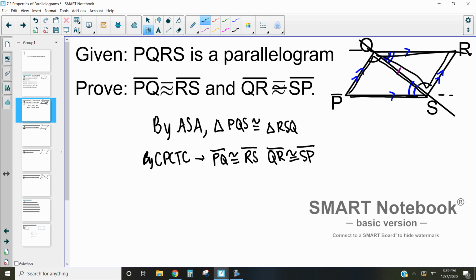Sorry, I don't know what is up with these signs. Equal to congruent. Awesome. So that is how we would show that when we're given a parallelogram, the opposite sides are congruent to each other. And that is actually called the parallelogram opposite side theorem.